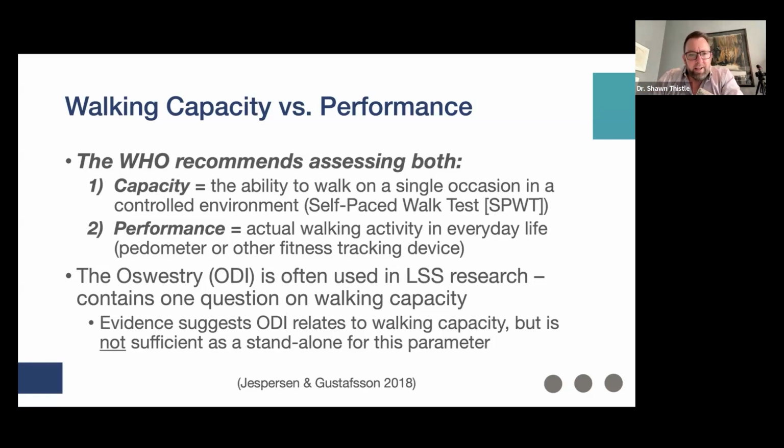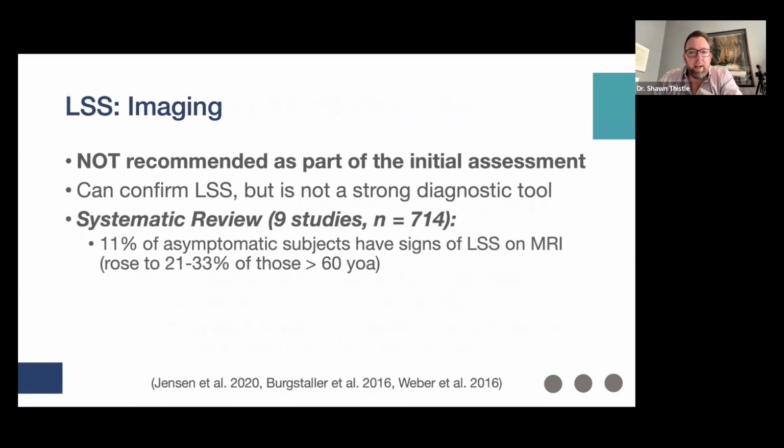But anyway, those are the differences between capacity and performance. The ODI, the Oswestry, as you know, if you use it, has one question about walking capacity, but the evidence suggests the ODI alone is not sufficient to evaluate this parameter and not sufficient alone to evaluate lumbar spinal stenosis. But if you're going to pick an outcome measure, the ODI is not a bad one to use in the lumbar spine.